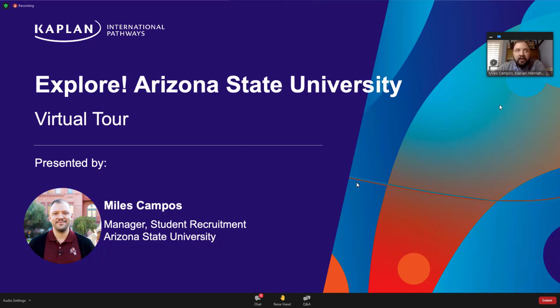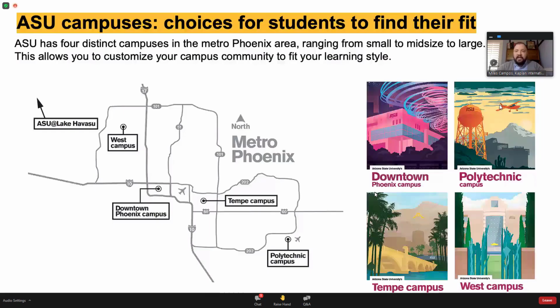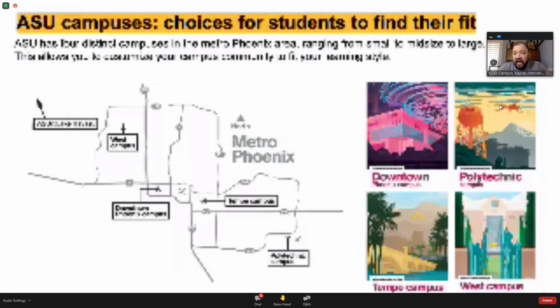So let's get started. To start off with, here at ASU, we have five different campuses for students to choose from. Usually when people hear five different campuses, they start thinking of a university system or the more traditional model of a main campus with satellite campuses, and that is not what we have here at Arizona State University. Although we have five different campuses, we always say that it's one university in multiple places.